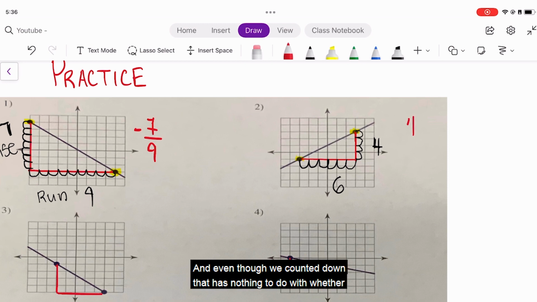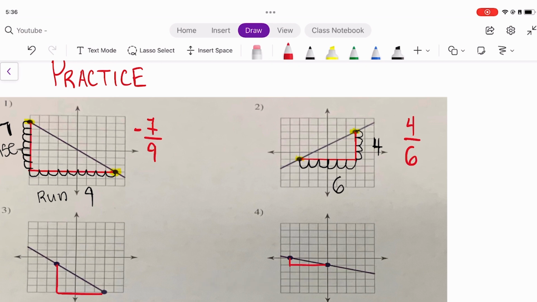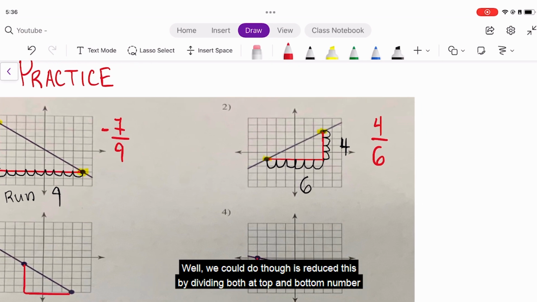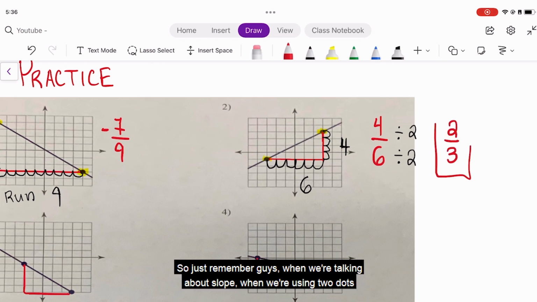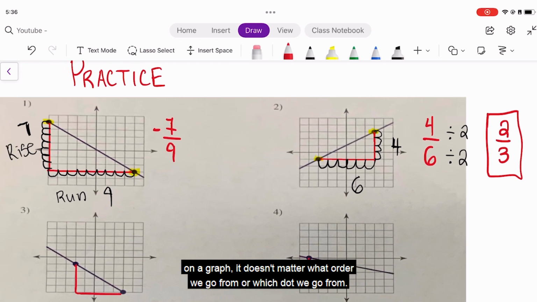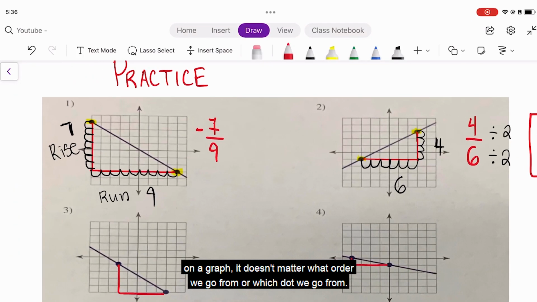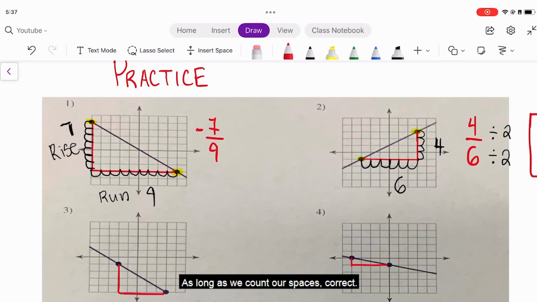And even though we counted down, that has nothing to do with whether it's a positive or negative slope. When we look at that line on the graph, it is slanting upwards. It's a positive slope. What we could do, though, is reduce this by dividing both the top and bottom number by 2 to get 2/3 as our slope. Okay? So just remember, guys, when we're talking about slope, when we're using 2 dots on the graph, it doesn't matter what order we go from or which dot we go from. As long as we count our spaces correct for rise over run, we will get the same answer.